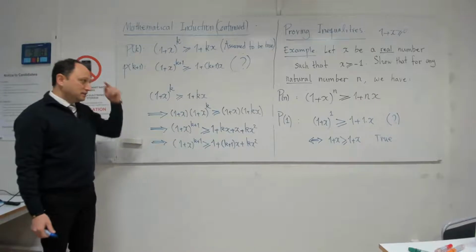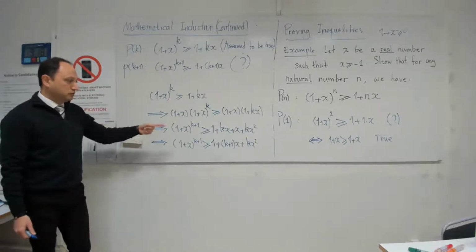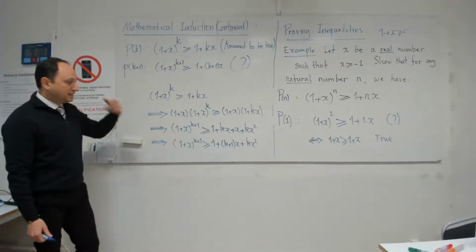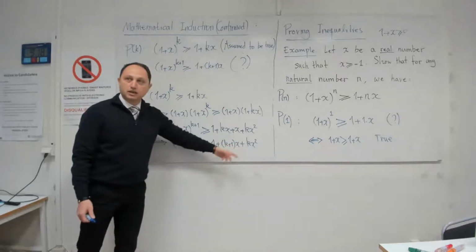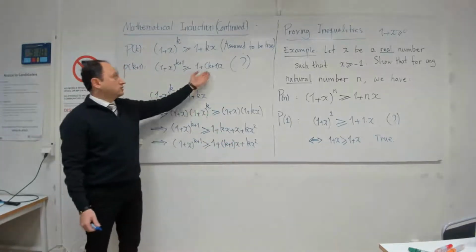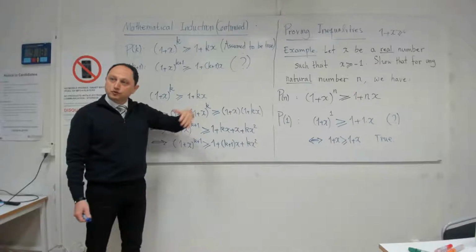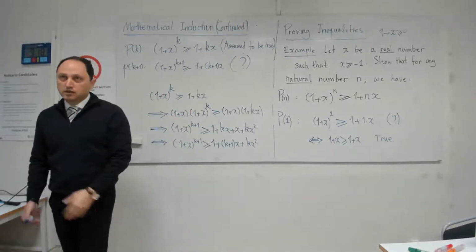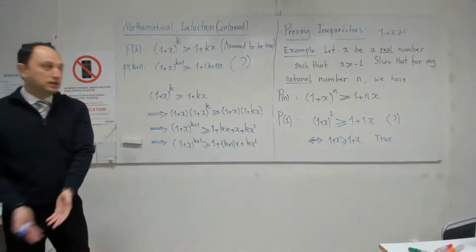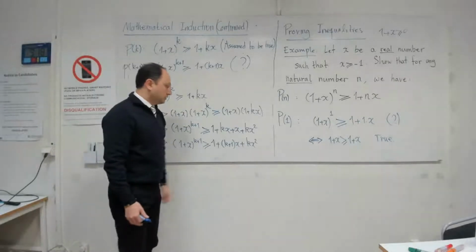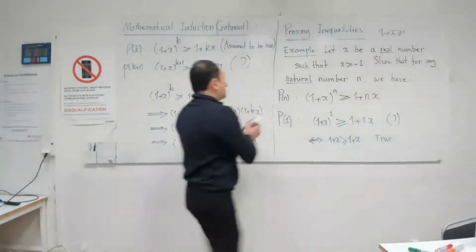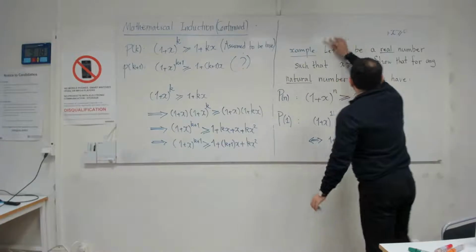So this is what you need to remember for proving inequalities. Don't think that what you get on the right-hand side should be exactly what you want to get. You might have proven a slightly stronger one, and from that stronger inequality you can clearly conclude this. Okay, so let me write it here for you.